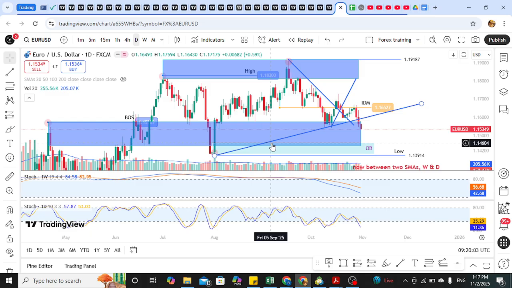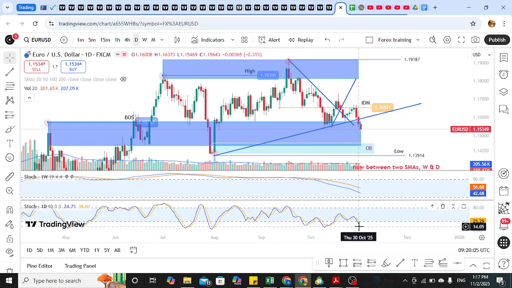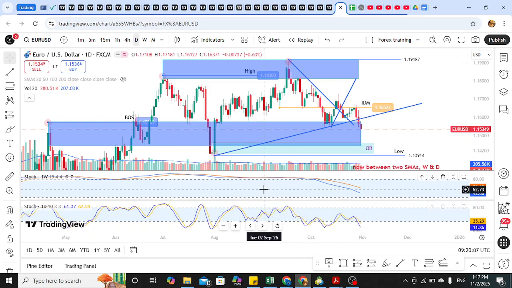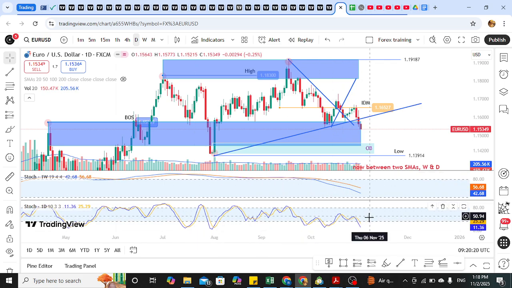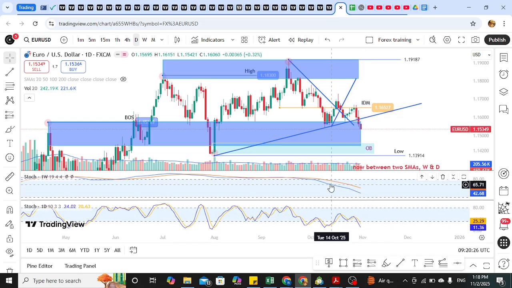But I will not take a trade unless, of course, now we are on the daily, these are the weekly and the daily stochastics. I will turn them into daily and the 1 hour stochastic. These need to confirm as well that the trend is going up, especially on the 1 hour. Does it need to coincide with the daily? Not necessarily, but it will be more confirmation.